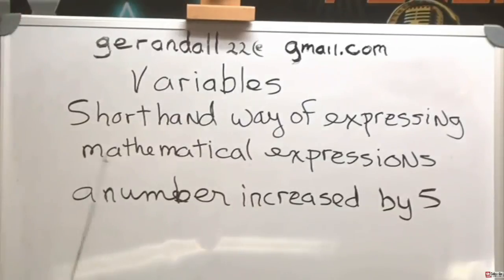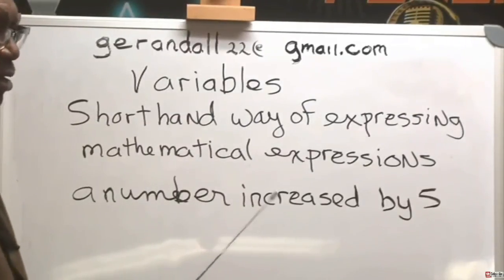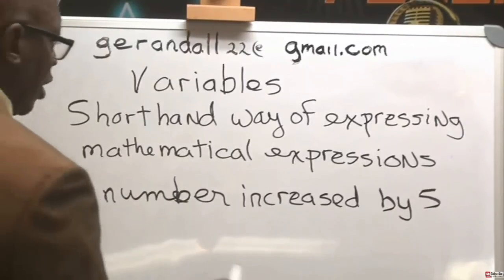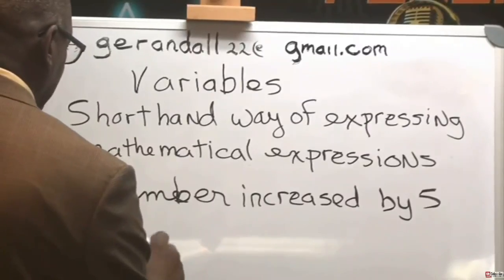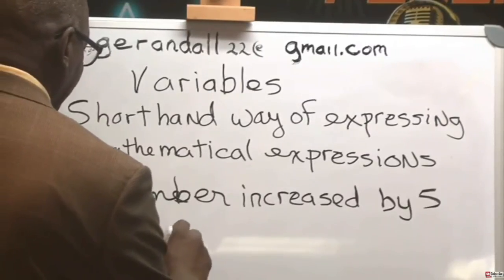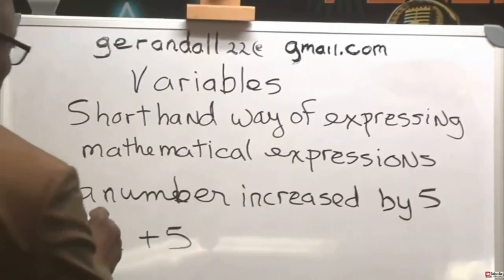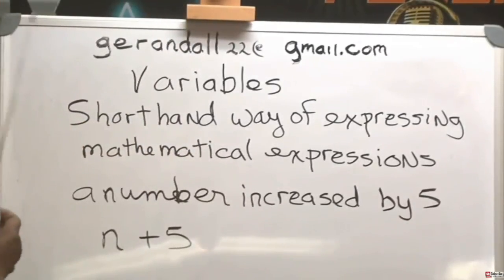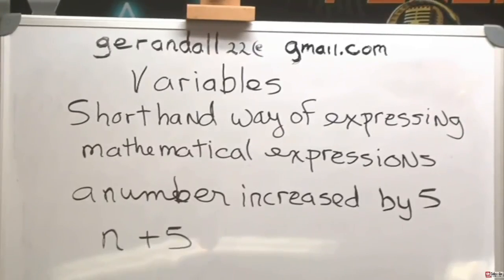And again, the variable can be used A through Z. I don't expect you to use the letter X because you might get it confused with multiplication. So again, we'll use a number N increased by 5. A number increased by 5. I think for our shorthand expression, I'd want to write N plus 5. Real quick.